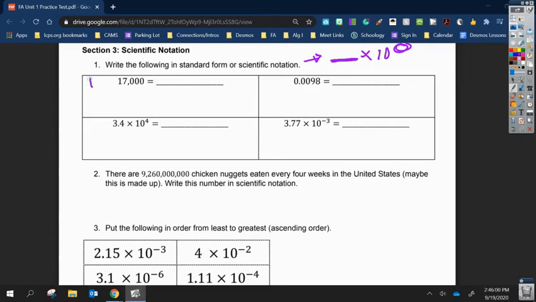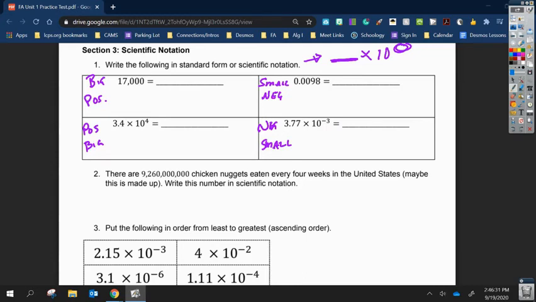This is a big number, so I know I'm going to have a positive exponent. This is a small number, so I know I'm going to have a negative exponent. This is a positive exponent, so I know I'm going to end up with a big number. This is a negative exponent, so I know I'm going to end up with a small number. Positive big, negative small. Let's go back and actually do the work.